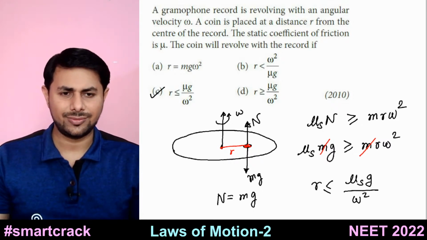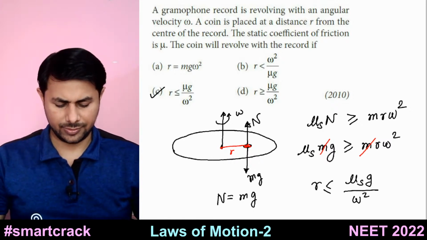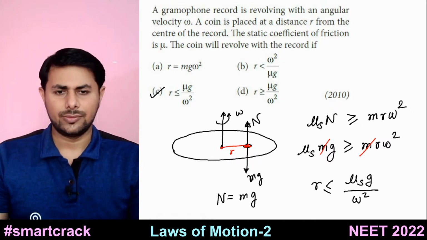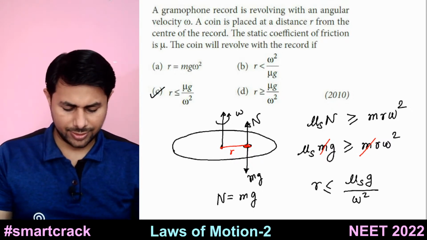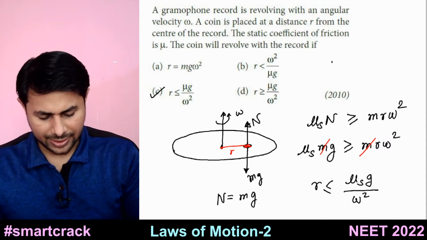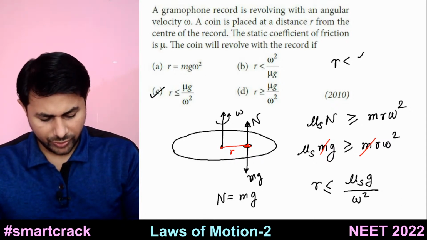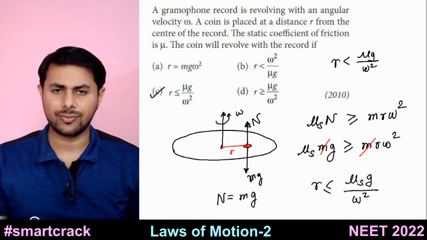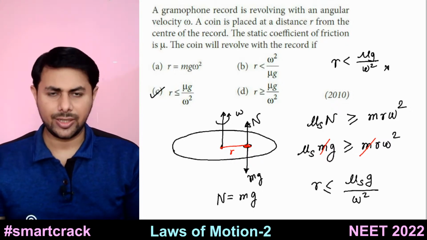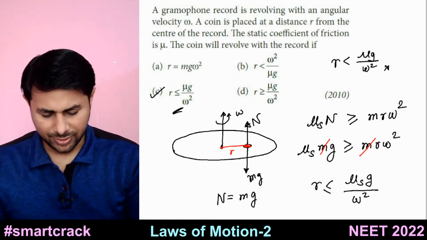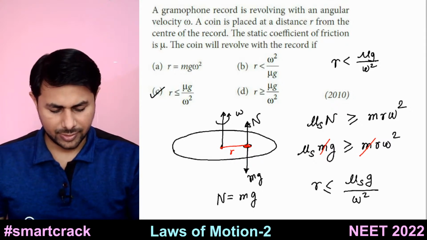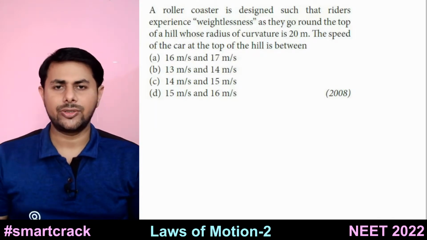Okay, clear? There is one more option, no, it is the reciprocal of that. So if you have an option like r is less than or equal to mu times g or omega square, this would be wrong in case this option is present, because it is less than or equal to, not less than. Okay, yeah. So let's move on to the next problem.